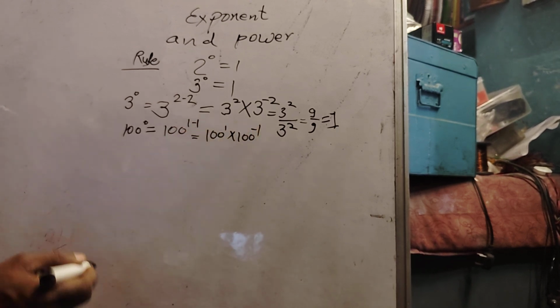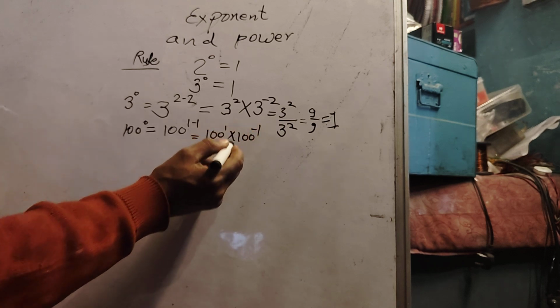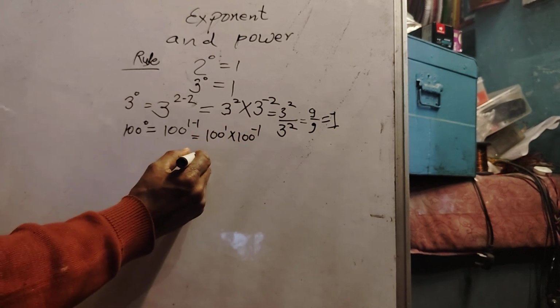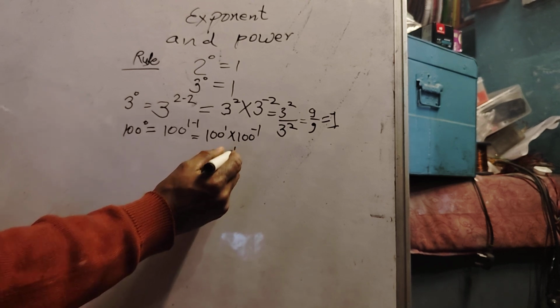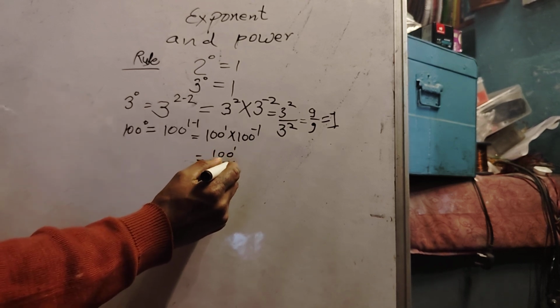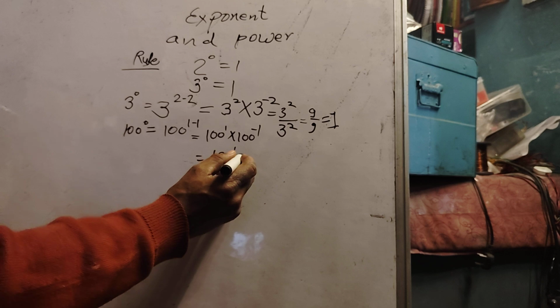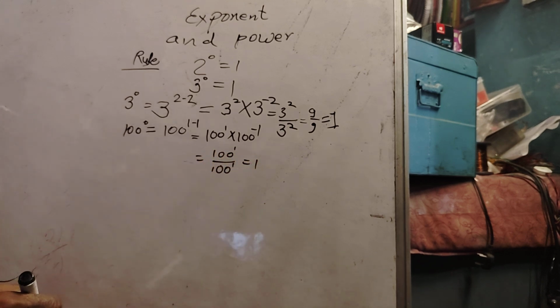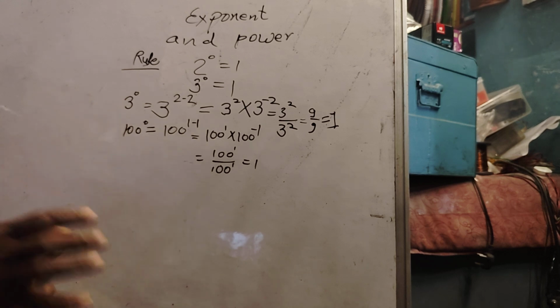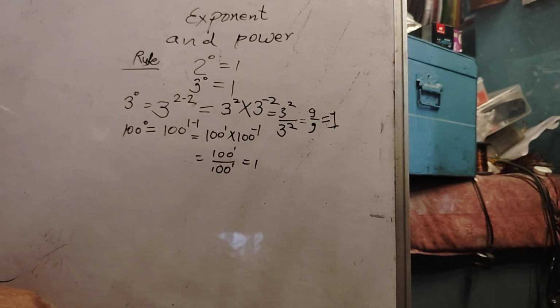I change this negative power into a positive power, so I send this number into the denominator. So it becomes 100 power 1 over 100 power 1. The same number divided by the same number gives us the answer 1. Basically, here the same number divided by the same number gives us 1, so that is what we are using.